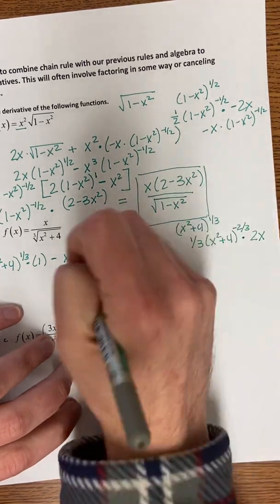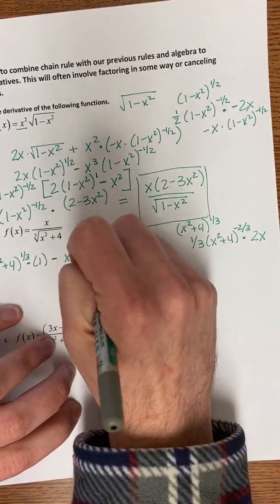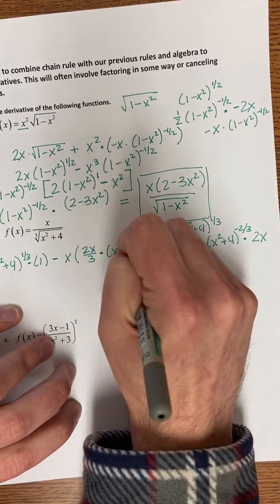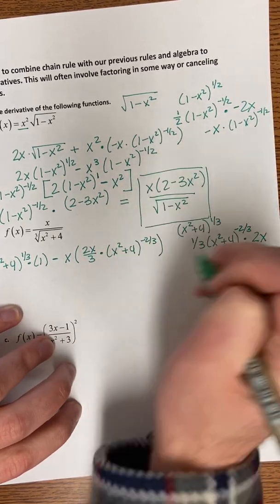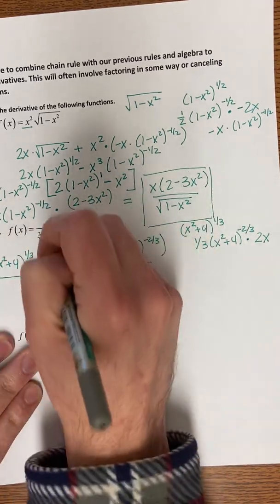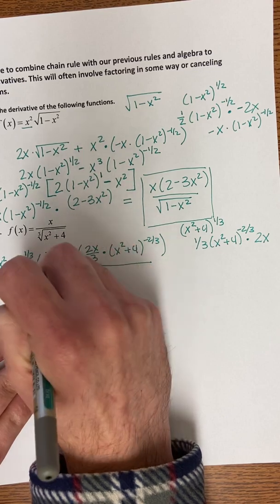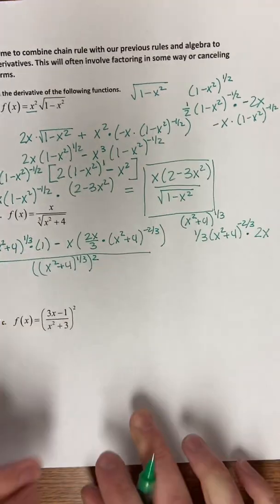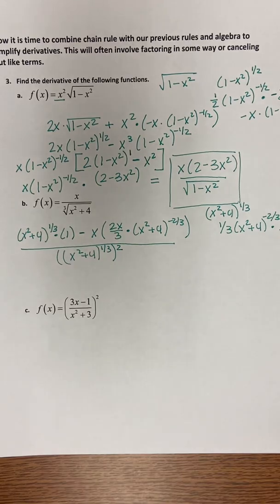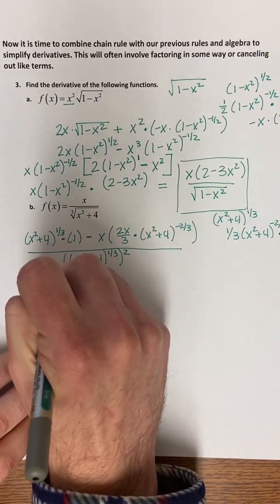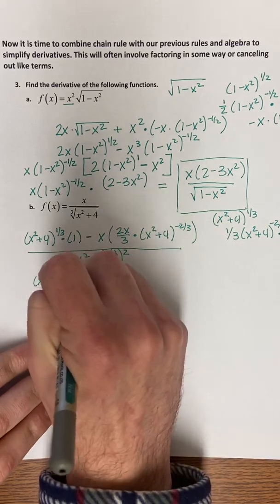So I will write that over here as 2x over 3 times (x squared plus 4) to the negative 2/3, all divided by (x squared plus 4) to the 1/3, which is actually now squared, our denominator squared. And from here, again, it's going to be a cleaning up aspect. This is really (x squared plus 4) to the 1/3.